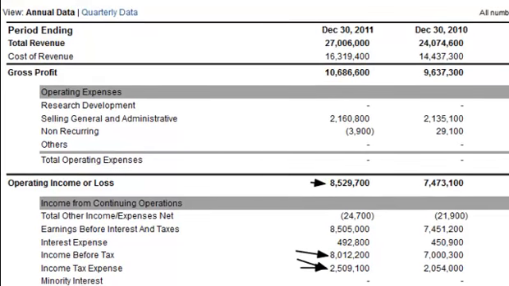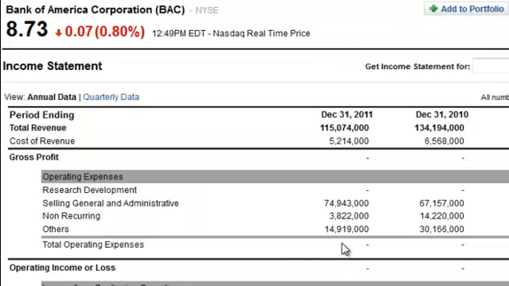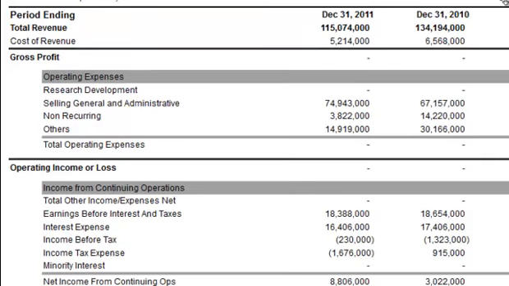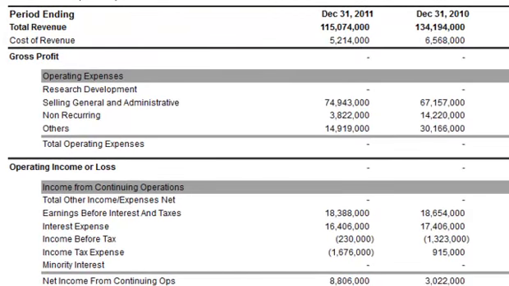Okay, now we're looking at the Bank of America income statement, annual data. Scroll on down here, look for the same information. We can see it's not all filled out here, but if we did the math, we would find that earnings before interest and taxes was $18.3 billion. Interest expense was $16.4 billion, and they get left with income before tax of a negative $230 million. Their income tax expense was a negative $1.6 billion.